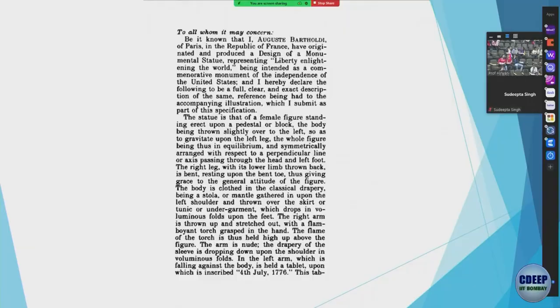The body is clothed in classical drapery, being a stola or mantle gathered in upon the left shoulder and thrown over to a skirt or tunic or undergarment which drops in voluminous fold upon the feet. The right arm is thrown up and stretched out with the flamboyant torch grasped in the hand. The flame of the torch is raised high up above the figure. The arm is nude, the drapery of the sleeve is dripping down upon the shoulder in voluminous folds of the left arm, falling, etc.